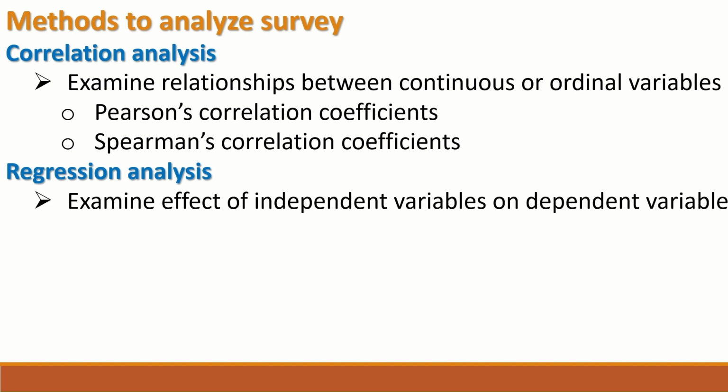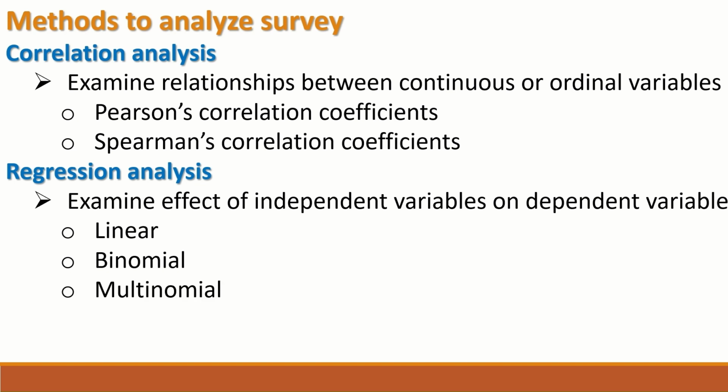Regression analysis can also be considered to examine the effect or the impact of the independent variable or the predictor on the dependent variable, which is the outcome. Here, the linear regression can be used. Second type of regression is binomial. When the outcome is categorical, with two categories in it, then binomial regression can be performed. And when the outcome is multinomial, then multinomial regression analysis can be performed. When the outcome is ordinal, then ordinal regression can be performed.